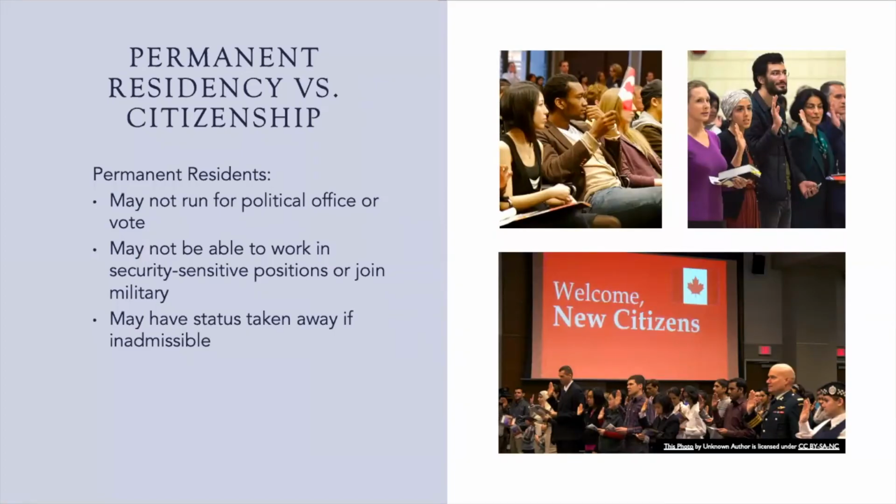So what is the difference between permanent residency and citizenship? They both come with rights. However, citizens tend to have more rights than permanent residents. For example, permanent residents cannot run for political office or vote. They're not able to work in security-sensitive positions or join the military, and they can have status taken away if they're found to be inadmissible. So like we discussed before.